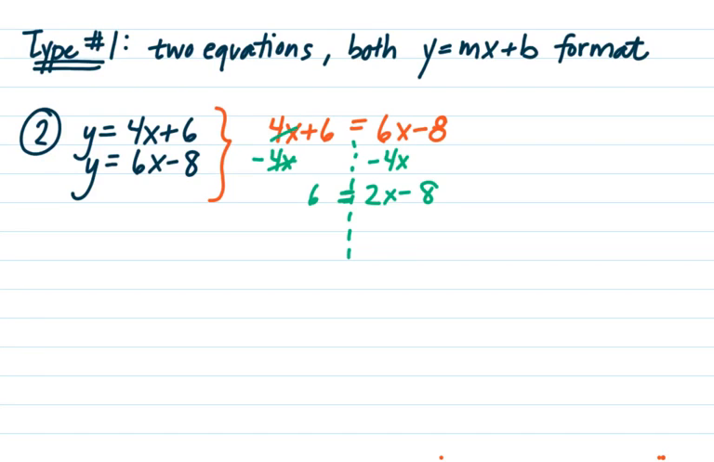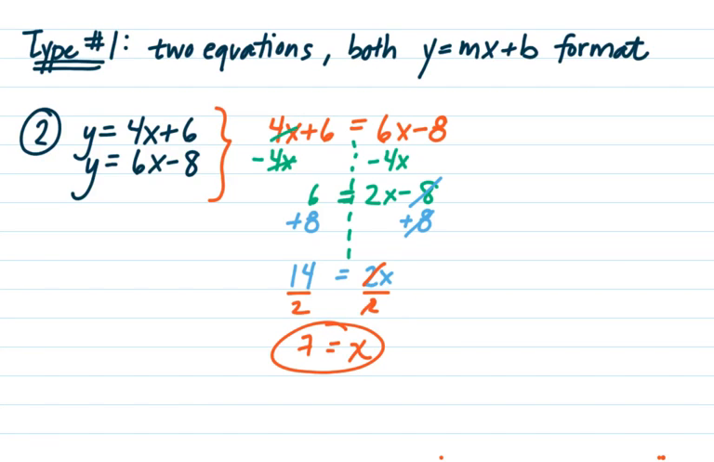Now it's a simple two-step equation. We add 8 to both sides. We get 2x equal to 14. Last step, we'll divide both sides by 2, and we get x equal to 7.